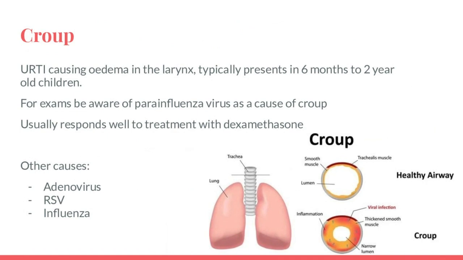It usually responds well to dexamethasone treatment. Usually only need a single dose and they're better, and there are some of your other causes there. In the chat again, if you could put any ideas you have about how does croup classically present, what might a child present with that's making you think of this as the diagnosis?